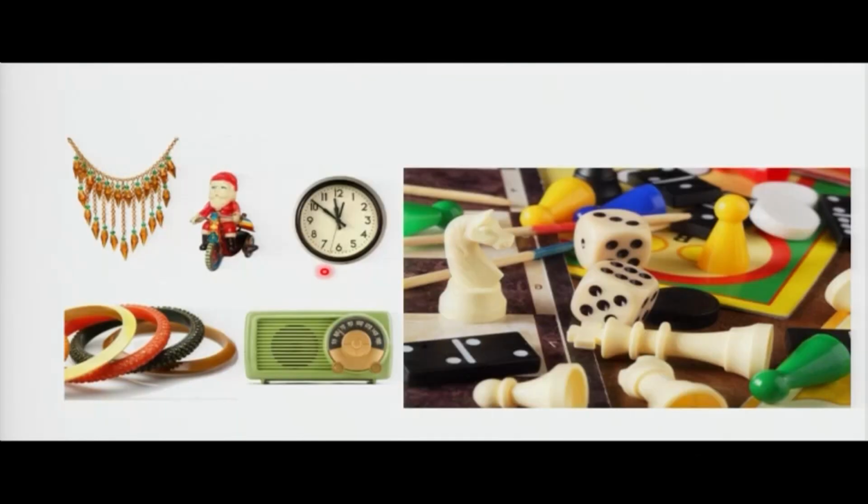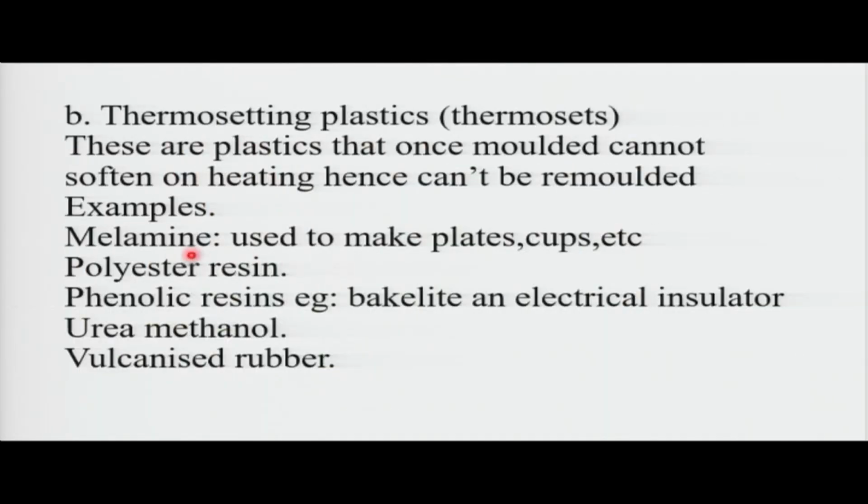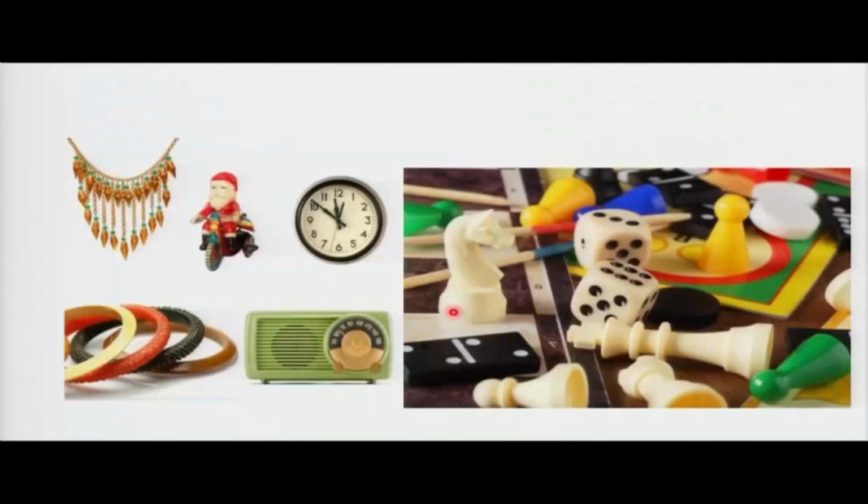So then let's continue. We have polyester resin. We are not going to talk about it. We have phenolic resins, e.g. bakelite, which is an electrical insulator. So bakelite has many applications, as we are going to see, and we are going to try to look at the structure of bakelite.